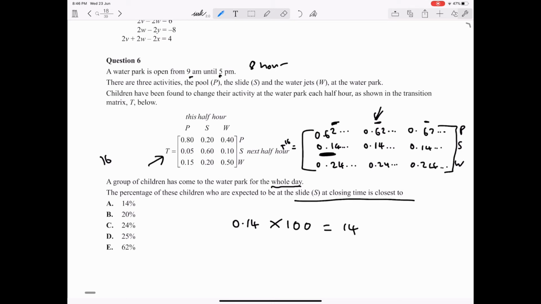Because if you get the exact value from your calculator, it might be like 13.79, so it might be a few decimal places off. So if you round it to the nearest whole number, that would give you like 14%. So therefore, A would be a correct answer.